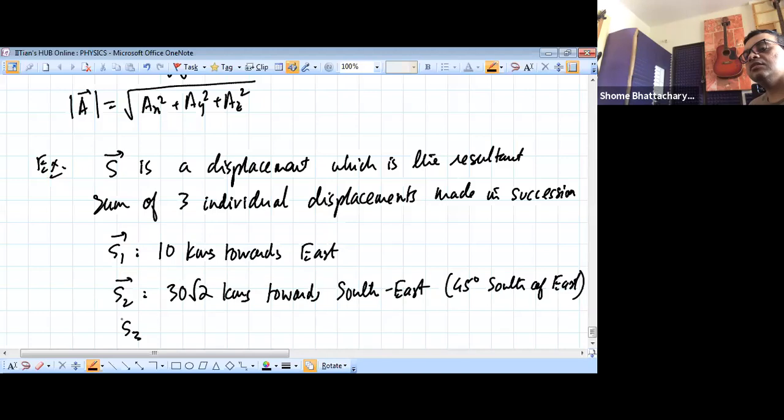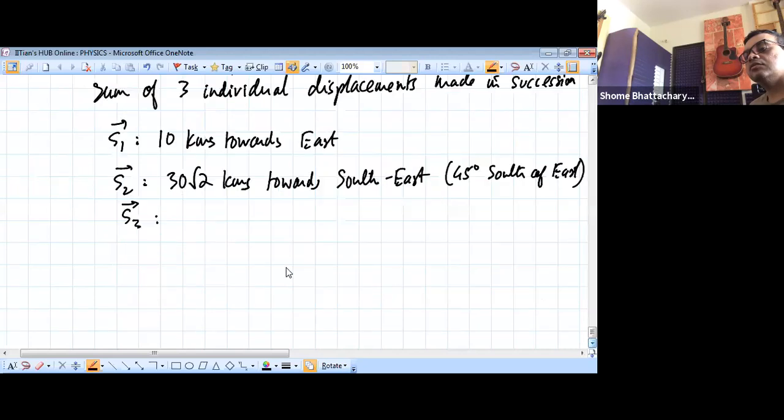And S3 is the displacement of, let's say, let's make these in meters instead of kilometers. It is 120 meters vertically upwards.